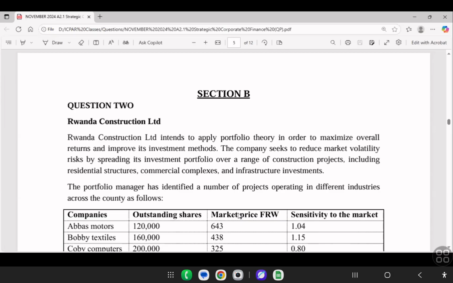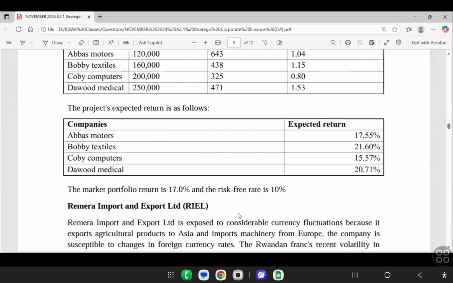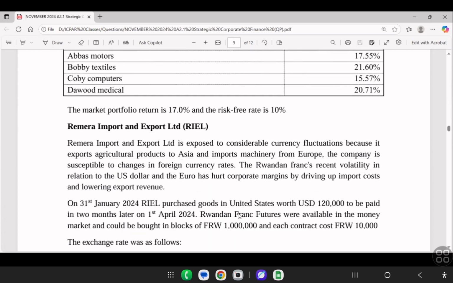We are given companies A, B, C, and D, outstanding shares, market price in Rwanda and France, and sensitivity to the market. The projects' expected returns are as follows. Company Abbas Motor Limited, expected return is 17.55%. B is 21.60%. C is 15.57%. Dawood Medical is 20.71%. The market portfolio return is 17% and the risk-free rate is 10%. We go to the question.